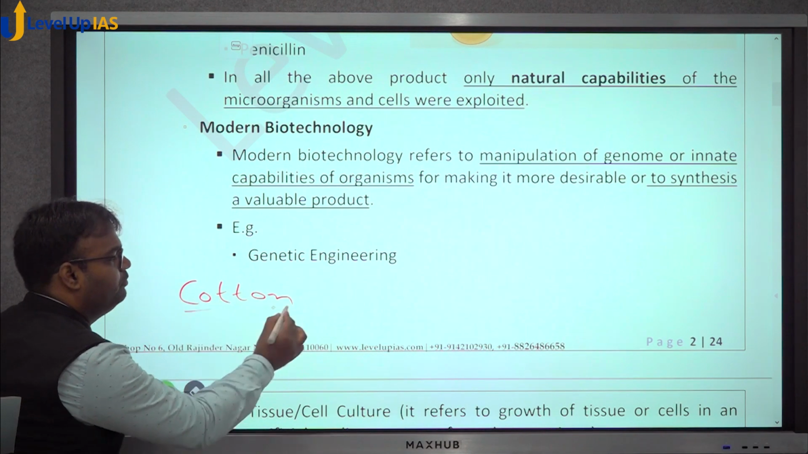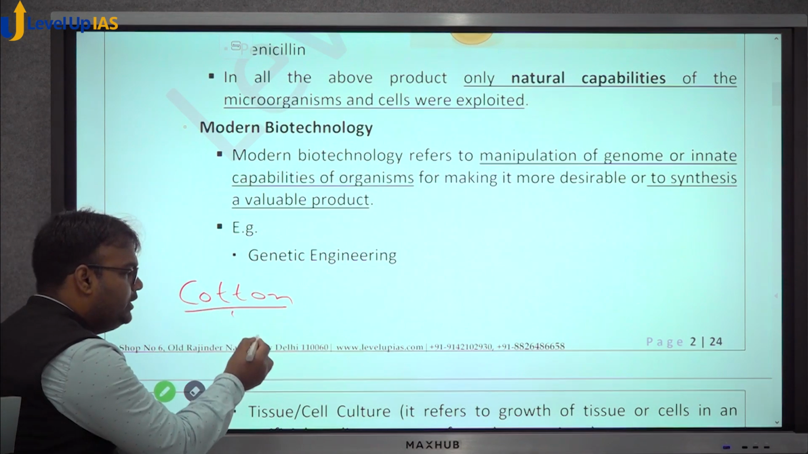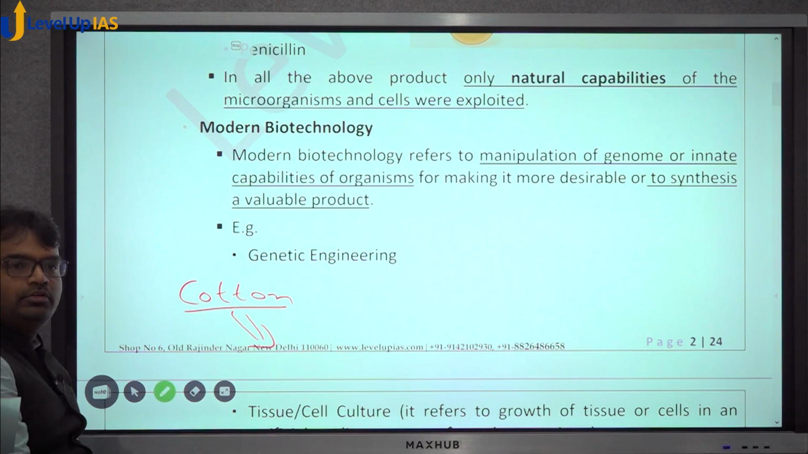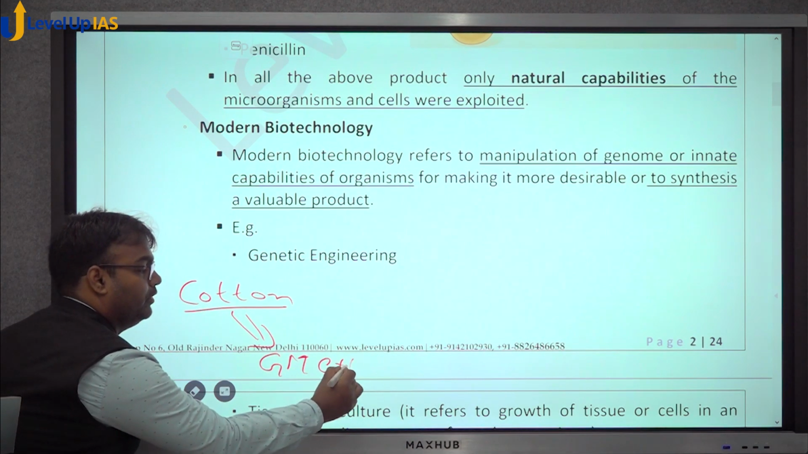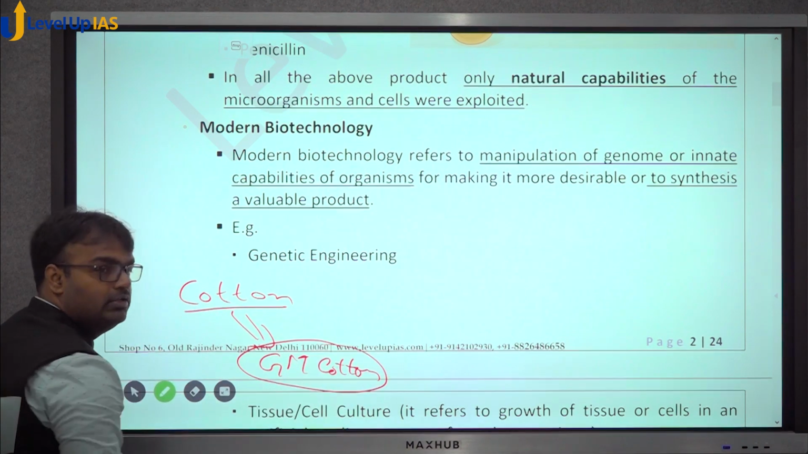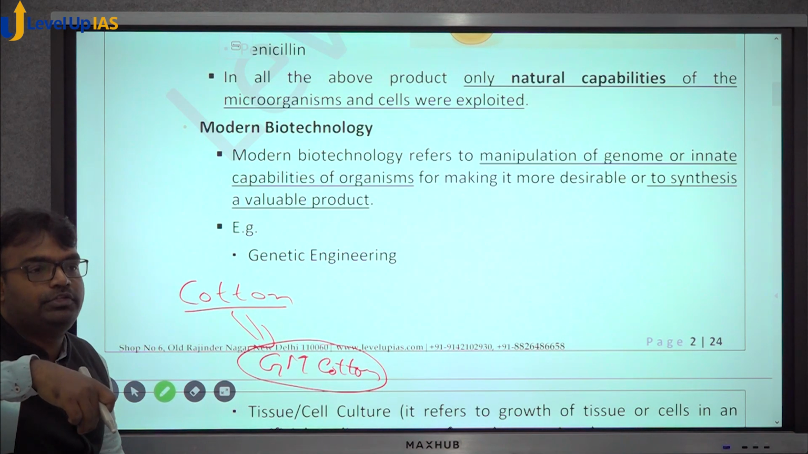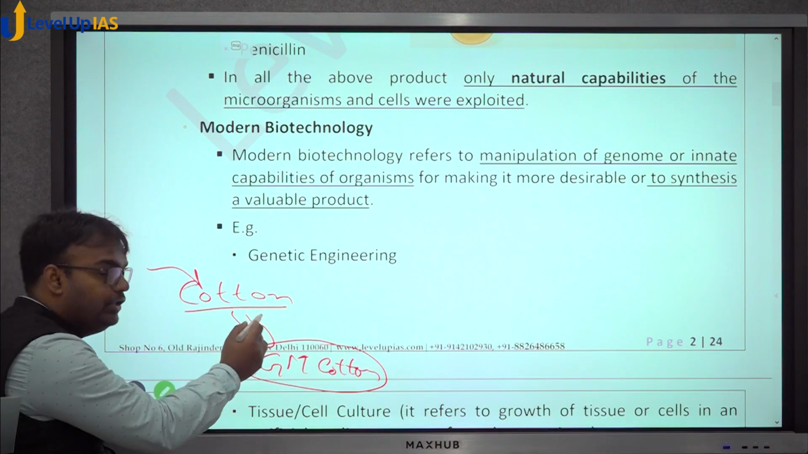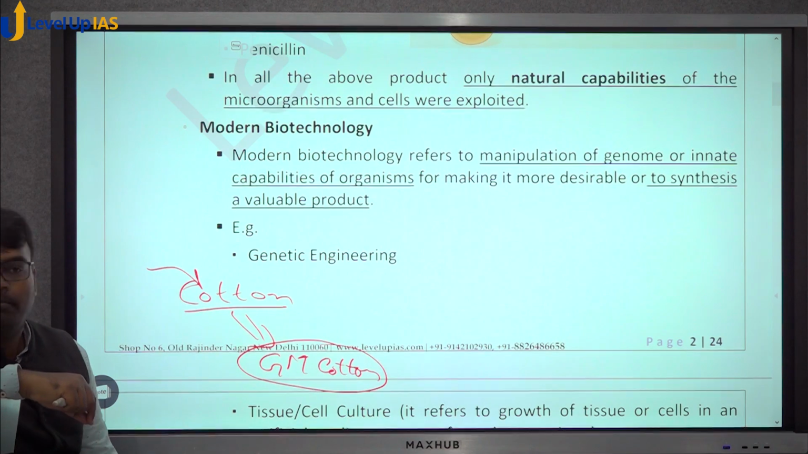Cotton plant comes from cotton seed. If you change this plant by genetically modifying it, you create what is known as genetically modified cotton. This genetically modified cotton may have certain advantages. For example, it may not be impacted by some pest which was impacting this cotton. Here what we did, we changed the inherent property of the plant.